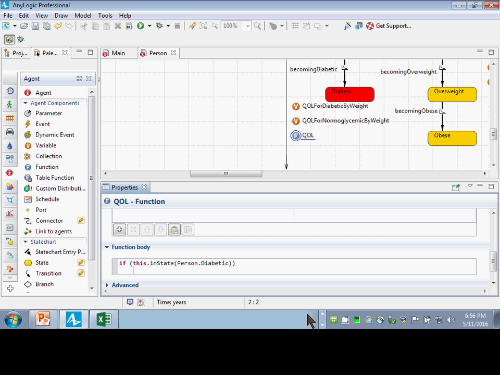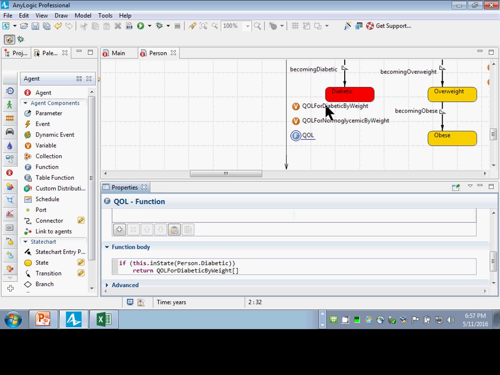Okay. And if they're diabetic, we're going to return the quality of life, this is just the variables we put in. Suppose we know their weight and we know they're diabetic. What are we going to return? How are we going to get their quality of life? Yeah, we're going to look it up in here because this is the quality of life for diabetic individuals. Quality of life for diabetic by weight. And we're going to look up for their weight what it is.